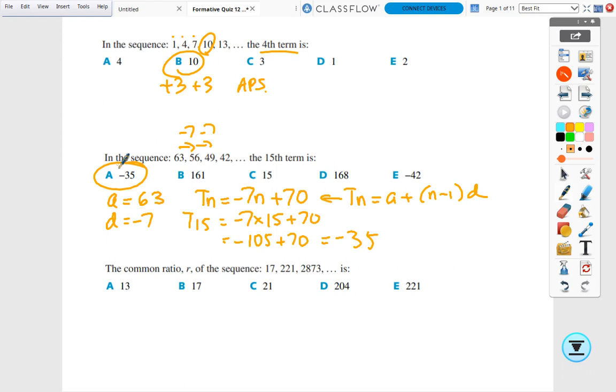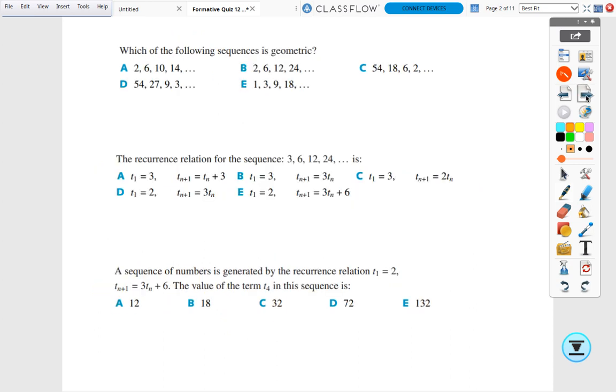And the last one on this page, find the common ratio. So giving you a clue that it's a GP, and to find R, we just do T2 over T1, which is 221 over 17, and I'll get my calculator out, and hopefully that equals something nice. Divided by 17, so it gets 13, and so it's A again. So let's move to the next page. Okay, so again, pause and have a go at those questions, and when you're ready, come back.